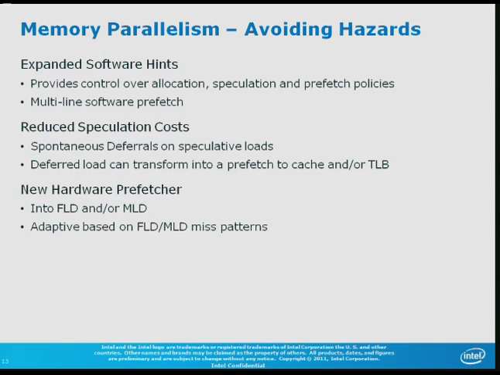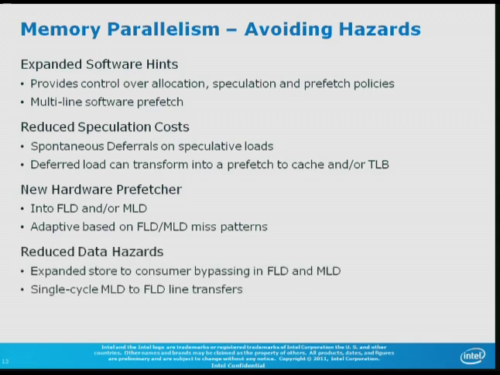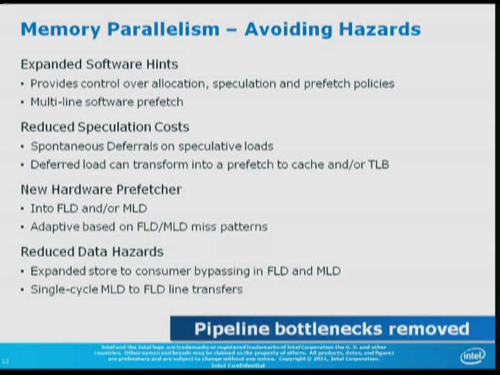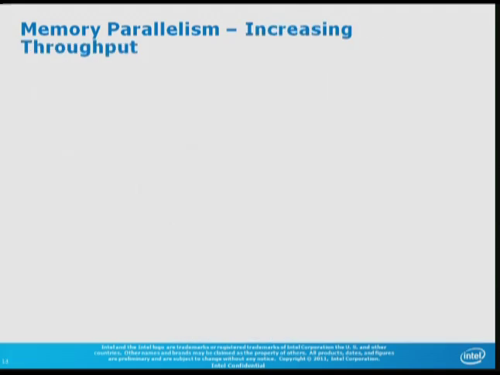Poulson also includes new hardware prefetchers, both into the first-level data cache and into the mid-level data cache. These hardware prefetchers are adaptive based on the miss patterns they see in those cache structures in order to conserve bandwidth. Finally, Poulson reduces the number of data hazards by expanding the number of store-to-consumer bypasses in both first-level and mid-level data cache. And we've also increased the bandwidth and reduced the latency of cache line transfers between the mid-level and first-level data cache. So hopefully all this together results in fewer pipeline bottlenecks.